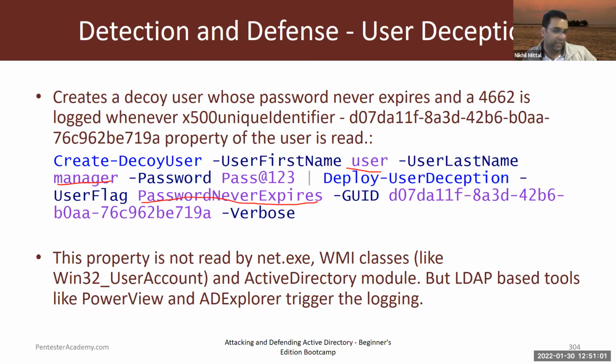The flag to entice a user is that the user's password never expires. And the GUID that we assign to this is this. Now, this GUID is for a property called X500 unique identifier. This will help in triggering a log when someone is using tools like PowerView or AD Explorer. Worth a shot.